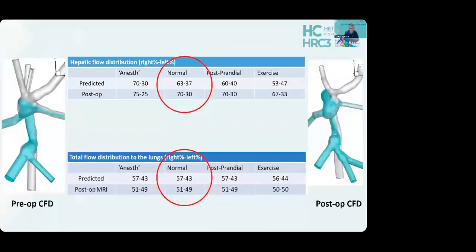And then for all these patients who we do this flow simulation before surgery, we also do a repeat MRI after surgery, so we can really understand what the outcome was, and if our analysis really well predicted the outcome. If you look at the upper chart for this patient, the hepatic flow distribution predicted was 63% to the right lung and 37% to the left. Post-op, when we reran the analysis with the post-op anatomy, we got 70% to the right and 30% to the left, so pretty close.